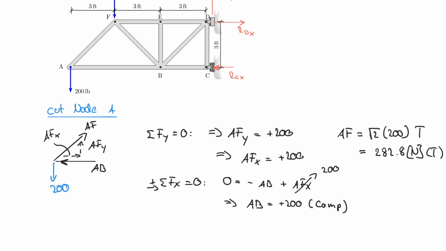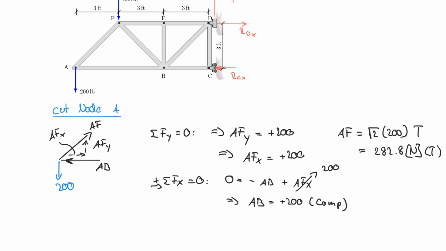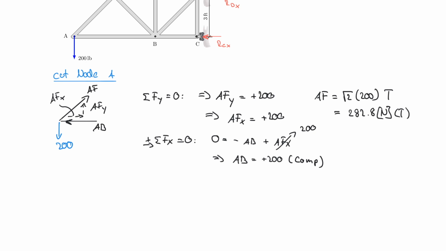Let's move on to either node B or node F. If you pay close attention, you see that I have now this member solved. So if I cut node B, I have one known, but four unknowns, and therefore I cannot solve it. However, if I move up to node F, I have only two unknowns, which would be FE and FB. And so I can actually solve that. So let's move on to that node. Let me write out what we're doing. We're going to cut node or joint F. And if I want to draw that cut, it's going to look as follows.